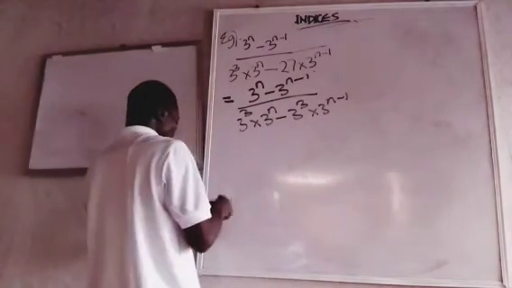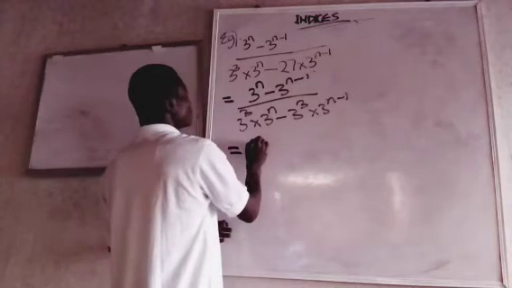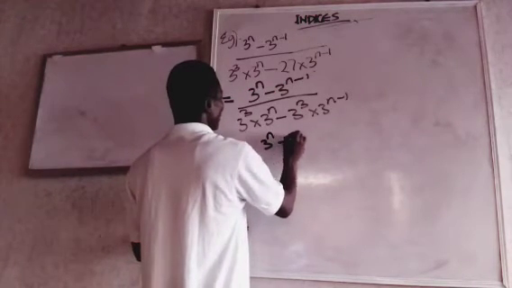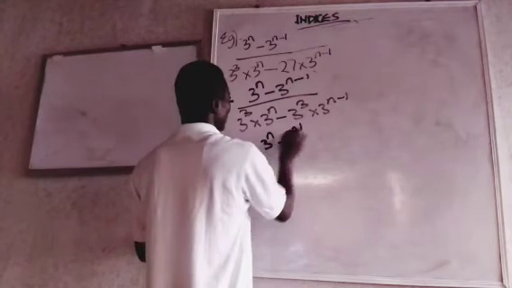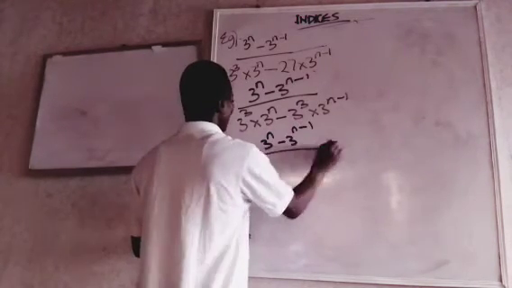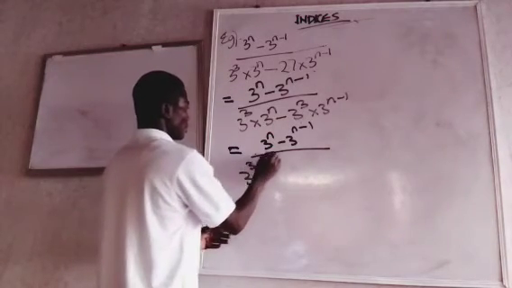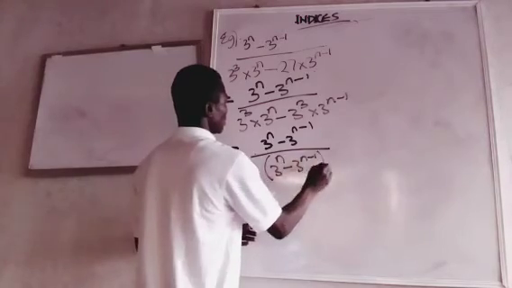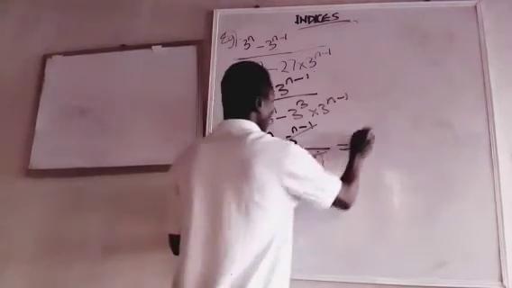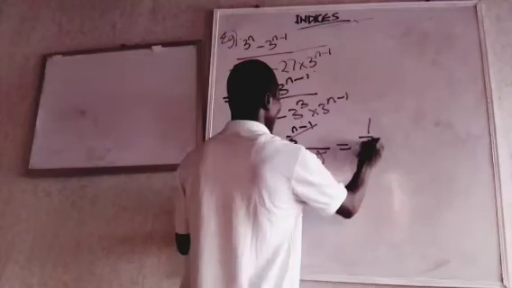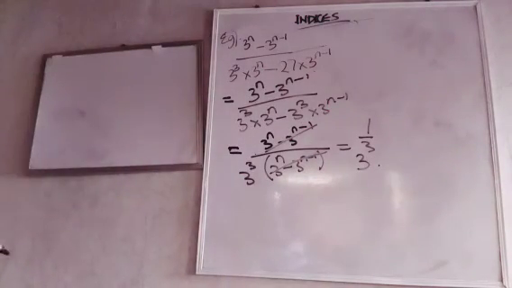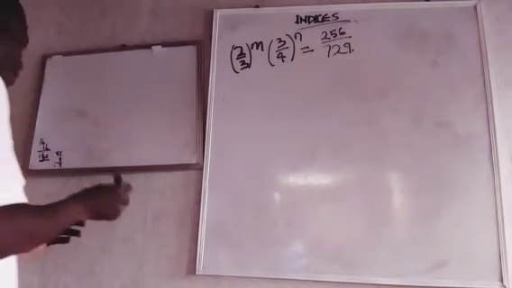So by the time you factorize, it's going to be 3 raised to power n minus 3 raised to power n minus 1 divided by 3 raised to power 3 into 3 raised to power n minus 3 raised to power n minus 1. So simple. Cut. We are going to have 1 over 3 raised to power 3. So you can see how the knowledge of indices has made this one easy and straightforward to handle. Now let's look at another one.